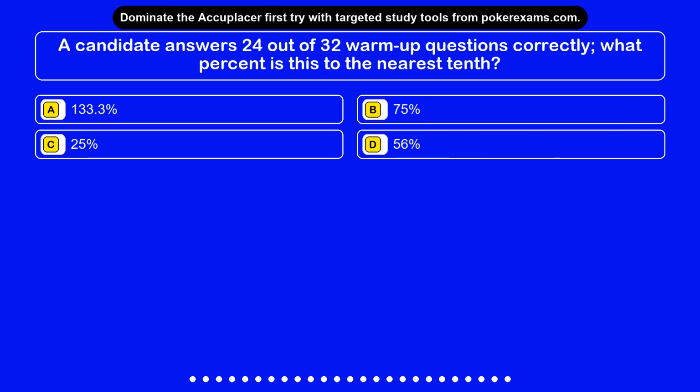Question 4. A candidate answers 24 out of 32 warm-up questions correctly. What percent is this to the nearest tenth? Option A, 133.3%. Option B, 75%. Option C, 25%. Option D, 56%.